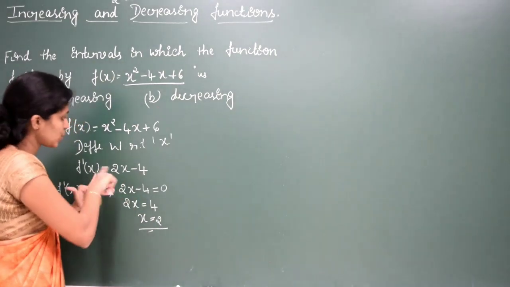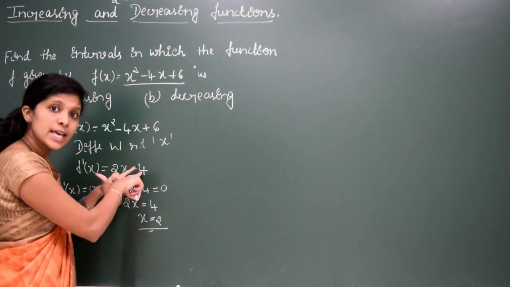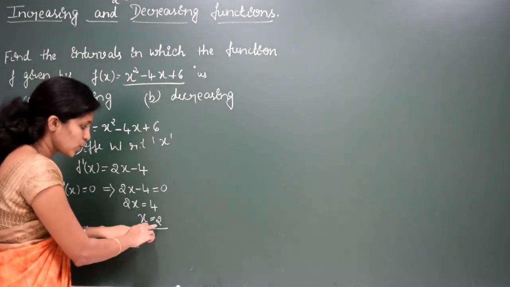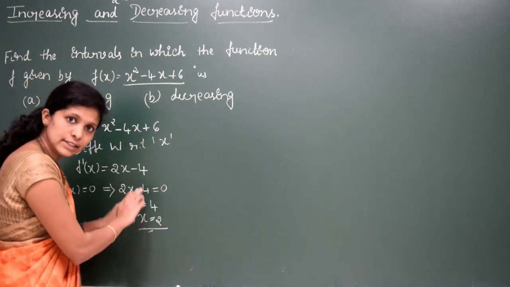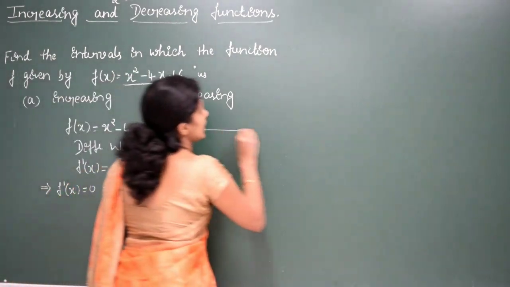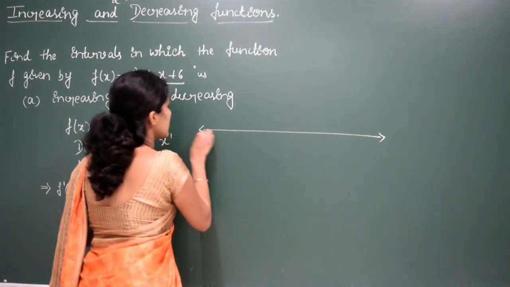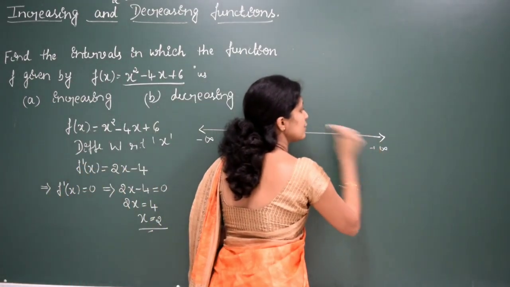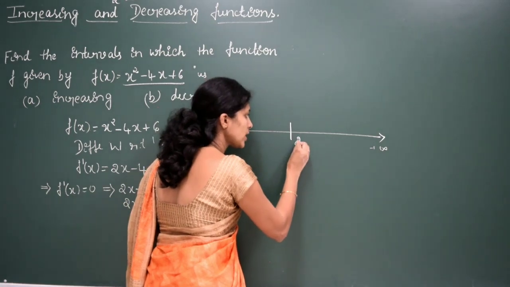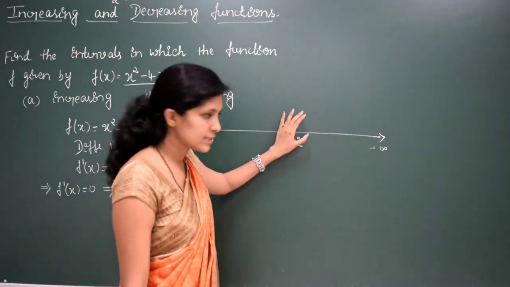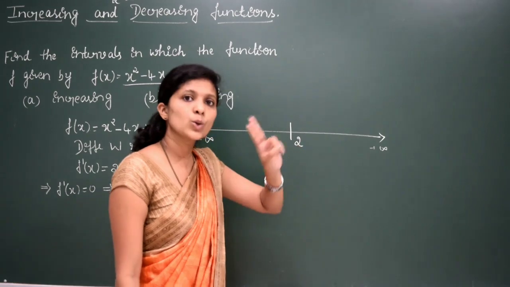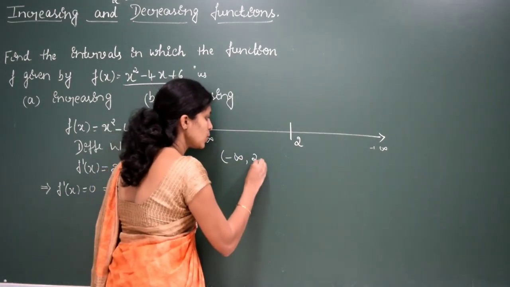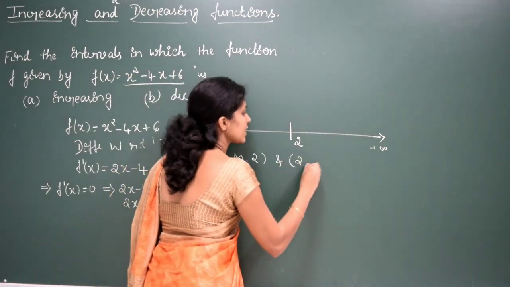If you substitute x equal to 2, 2 into 2 will be 4, minus 4 will be 0. So f dash of x will be 0, so it is a constant function. Now, what you have to do is this 2 divides the number line into two parts. Okay, this is a number line. Here minus infinity is there and here plus infinity is there. Somewhere this value 2 is there. This 2 divides the number line into two disjoint intervals named minus infinity to 2 and 2 comma infinity.